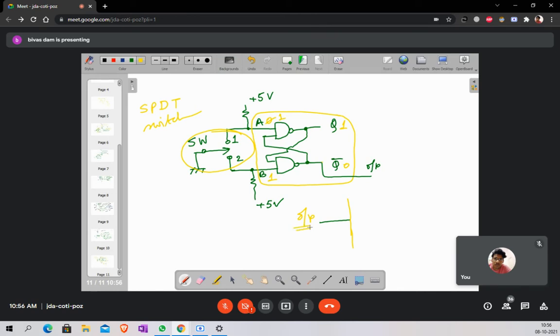I am talking about this output. 0, 0, 0. So, this will remain 0. I am not talking about Q. I am now interested only in Q bar, because that Q bar I have taken as the output.